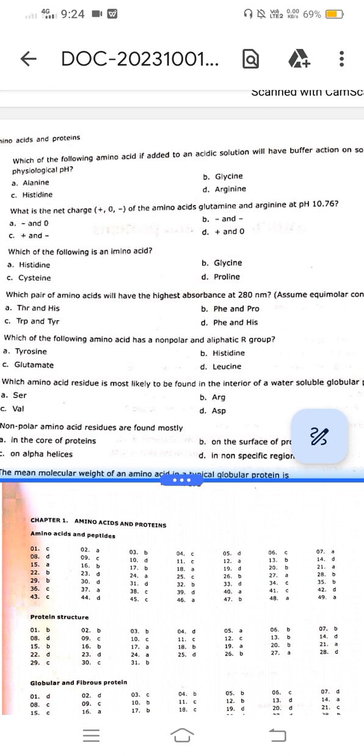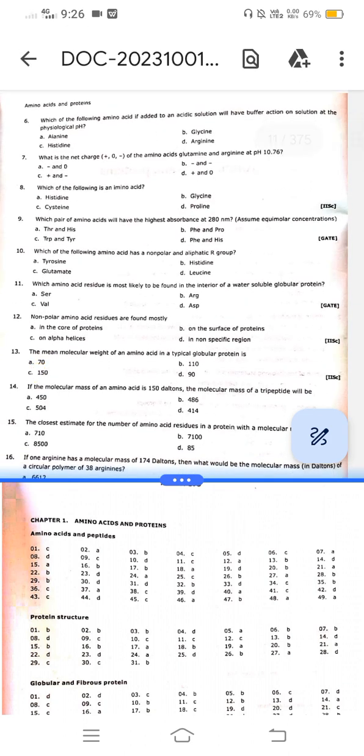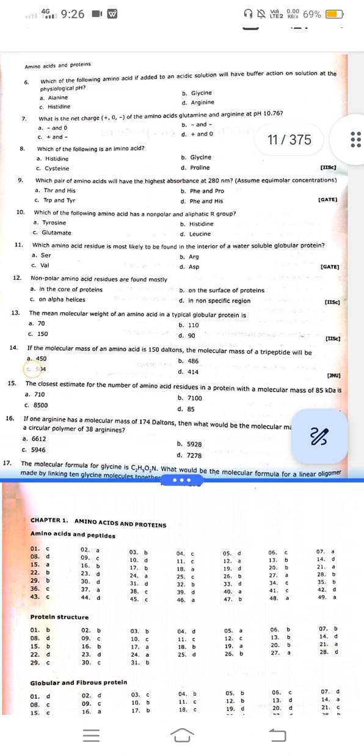Tryptophan and tyrosine. Then, which of the following amino acids has a nonpolar and aliphatic R group? Leucine. Nonpolar and aliphatic R group. Then which amino acid residue is most likely to be found in the interior of a water-soluble globular protein? Answer C. Valine. The nonpolar amino acid residues are found mostly in the core of proteins. Okay. Nonpolar amino acid residues are found mostly in the core of proteins.